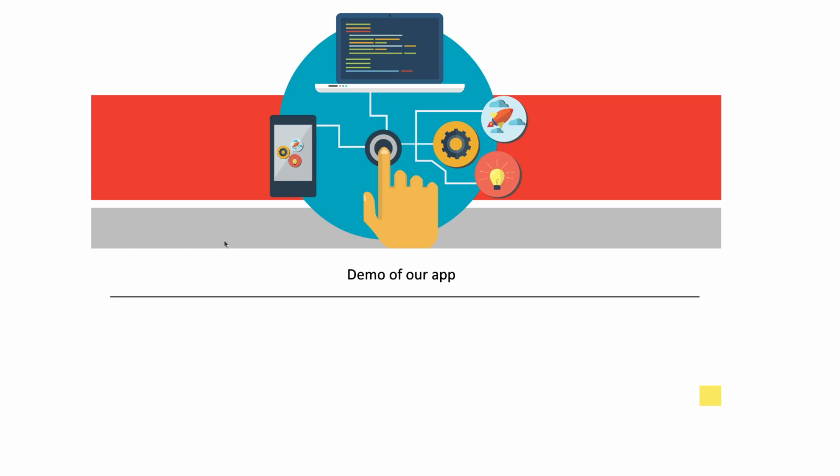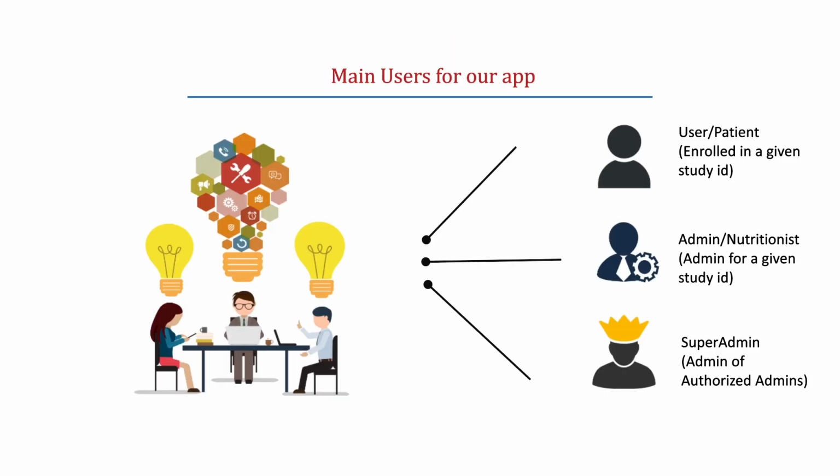Before having a demo for our app, let's have a clear idea of the three main users for our app based on privileges. The first user is a patient who will be given a study ID from a nutritionist. A patient cannot directly log into our app. He or she will require a study ID, and a nutritionist will give that study ID. Once he has that study ID, he can log into our app. The second user is the nutritionist, who will have the privilege to access all those patients' data who are enrolled for a given study ID in which that nutritionist is conducting the survey.